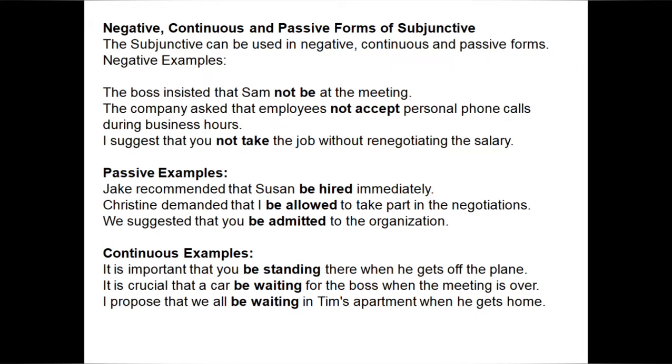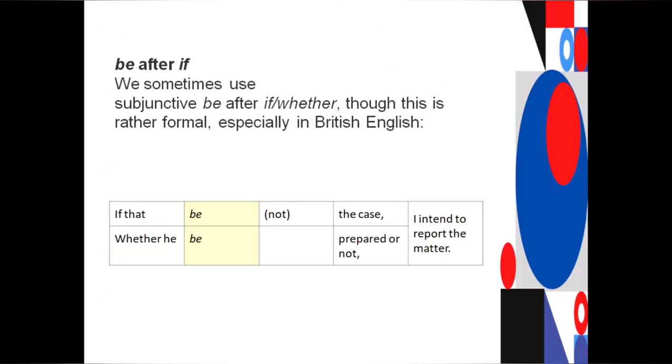Now, continuous examples. It is important that you be standing there when he gets off the plane. It is crucial that a car be waiting for the boss when the meeting is over. I propose that we all be waiting in Tim's apartment when he gets home.